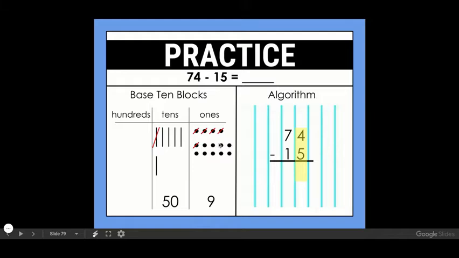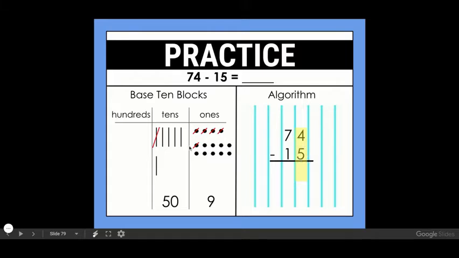Just like over here, we started in our ones, and on the algorithm, we're going to start in our ones. So we start by subtracting 4 minus 5. We can use our same chant that we used for branching when we are doing the algorithm. Remember, it's more on the top, no need to stop. More on the floor, go next door. So when I'm looking at this 4 and the 5, I have more on the floor, so we're going to need to go next door.